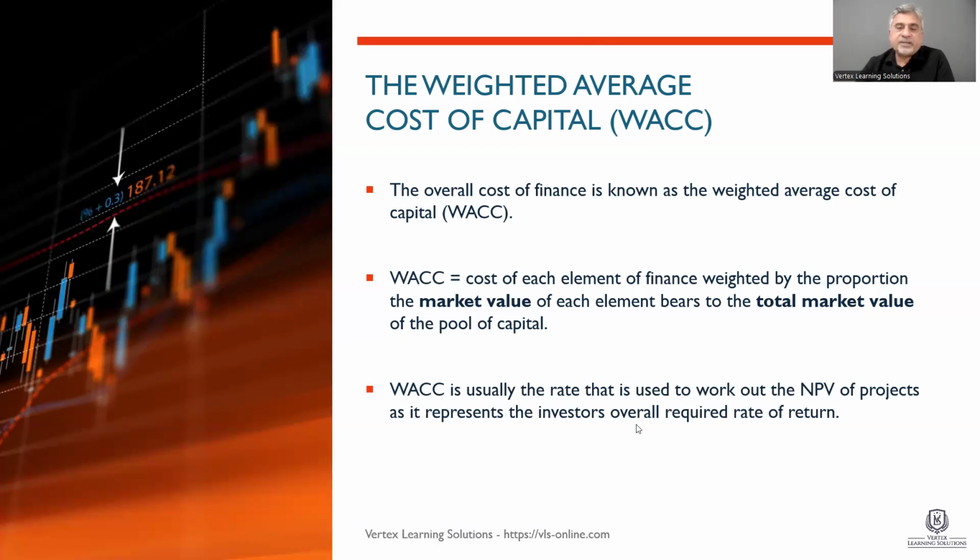WACC is usually the rate that is used to work out the NPV. Yes, in the previous session, when we discussed the introduction to weighted average cost of capital, we said that WACC is the discount rate which we use to discount all of the cash flows in an entity for multiple purposes, whether you are calculating NPV or doing it for some other purpose. So the discount rate which we use for the purpose of discounting is actually the WACC.